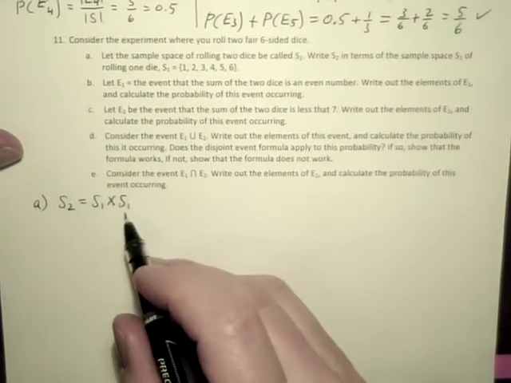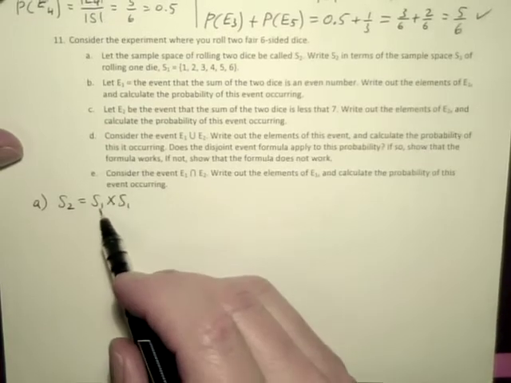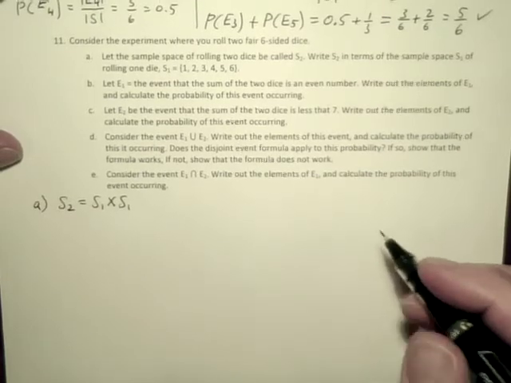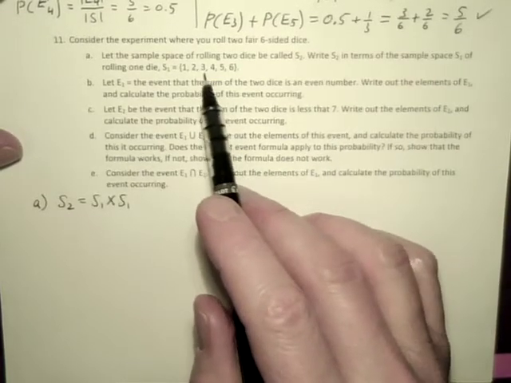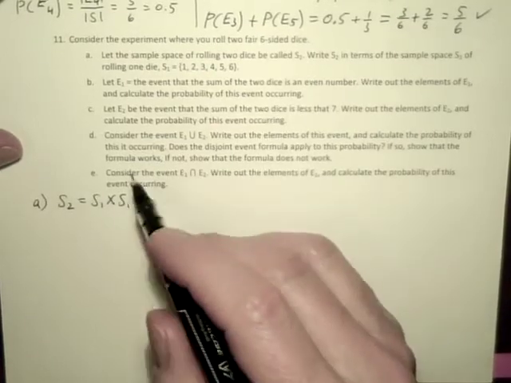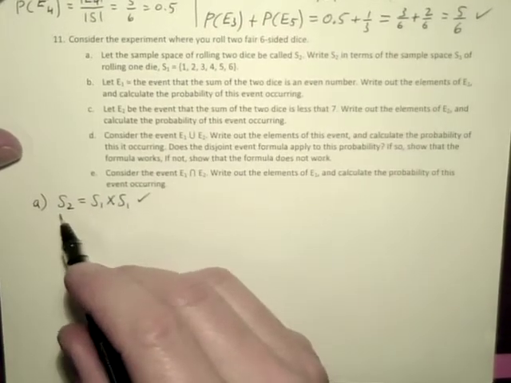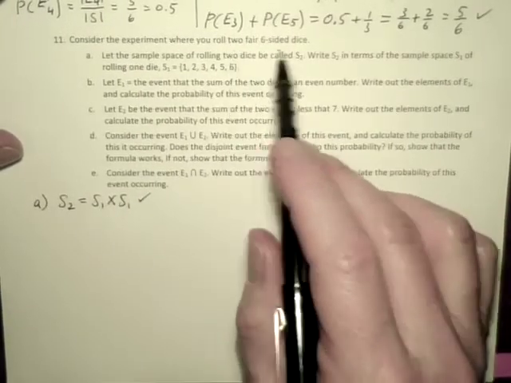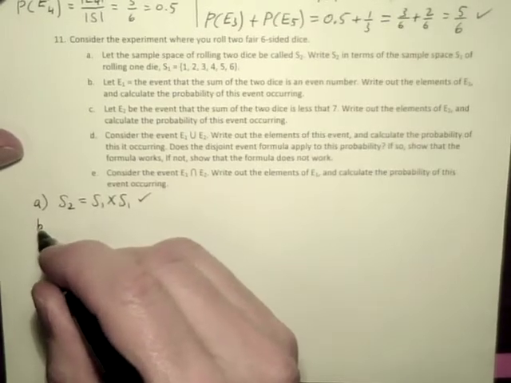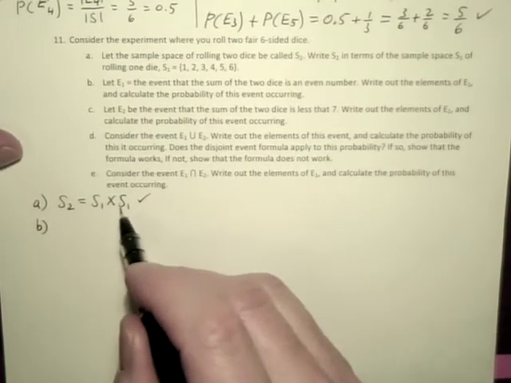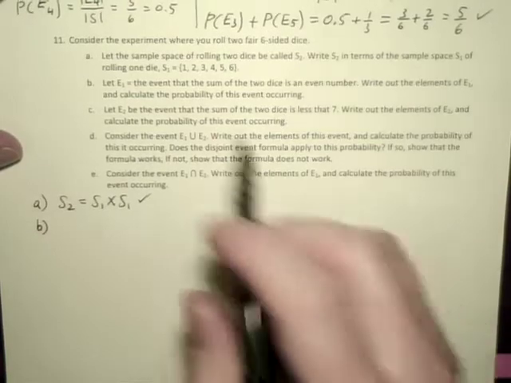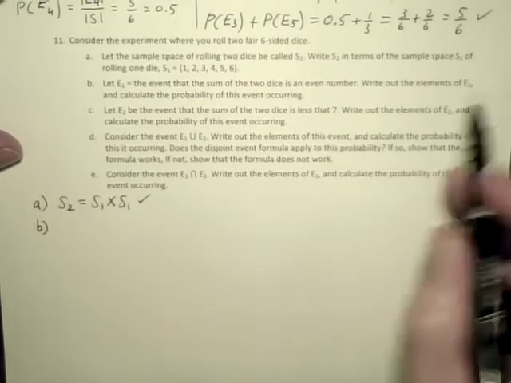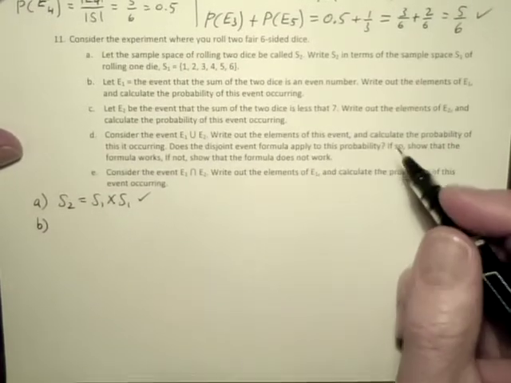And these are all the ordered pairs where the first element and the second element are from S1. And so, for example, ordered pairs, something like 3, 4. Okay, so it's important to realize that when we build an experiment out of multiple smaller experiments, then the sample space of our experiment can generally be written as a cross product. Okay? Let E1 be the event that the sum of the 2 dice is an even number. Write out the elements of E1 and calculate the probability of this event occurring.